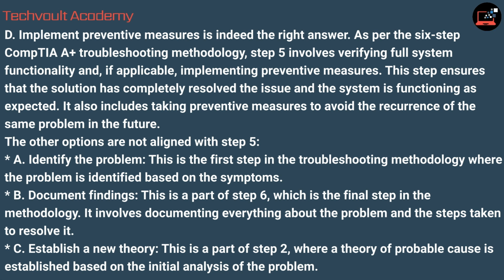A. Identify the problem. This is the first step in the troubleshooting methodology where the problem is identified based on the symptoms. B. Document findings. This is a part of Step 6, which is the final step in the methodology. It involves documenting everything about the problem and the steps taken to resolve it. C. Establish a new theory. This is a part of Step 2, where a theory of probable cause is established based on the initial analysis of the problem.